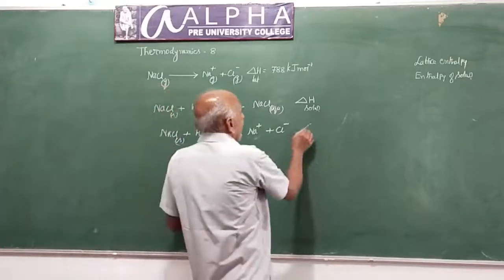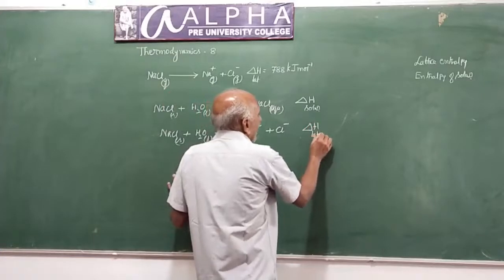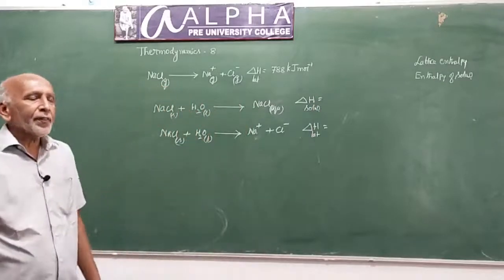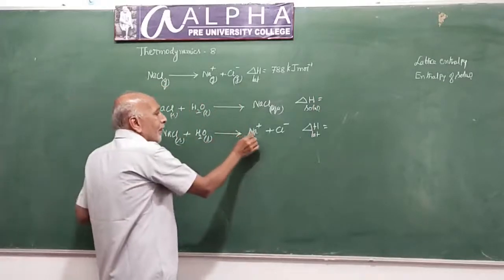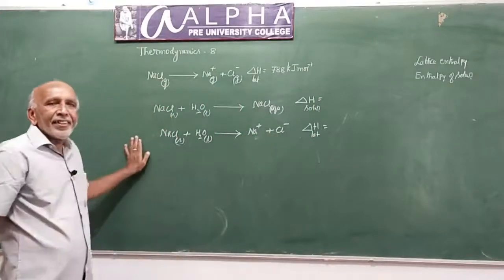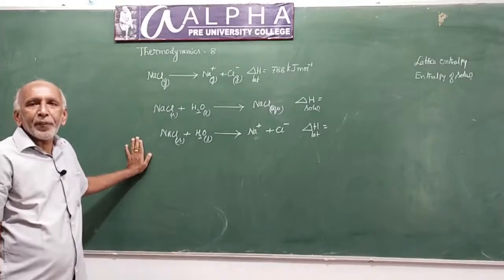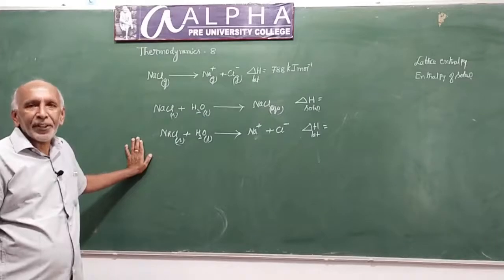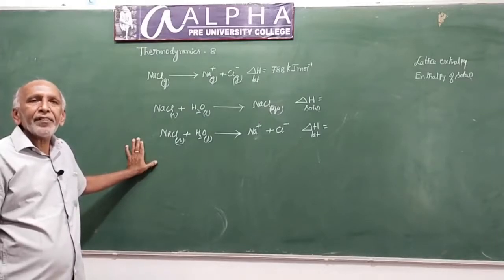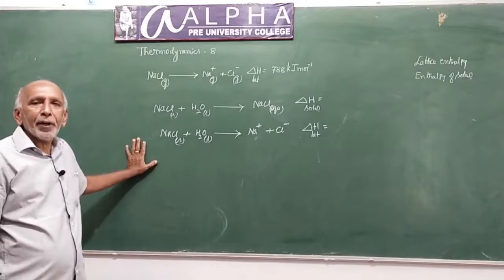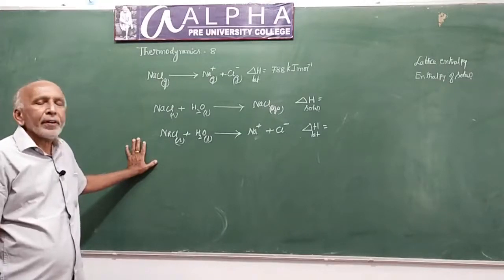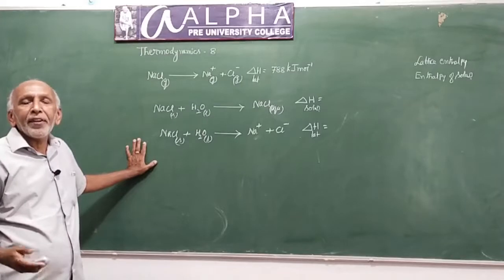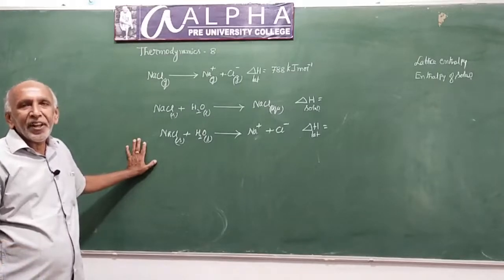Delta H lattice. Next, these ions formed in the solvent get solvated. They are surrounded by solvent molecules. These ions get solvated by solvent molecules. That means these ions are surrounded by a large number of water molecules. The process is known as solvation.